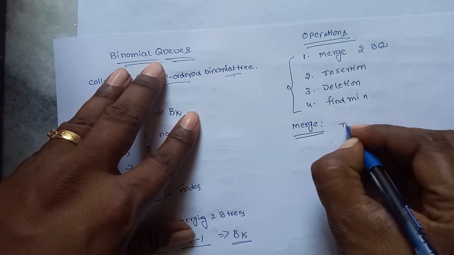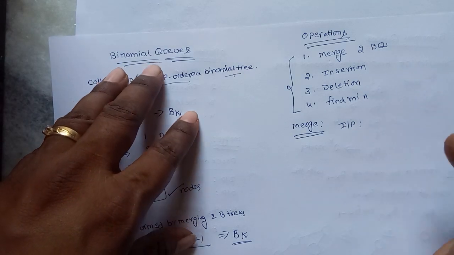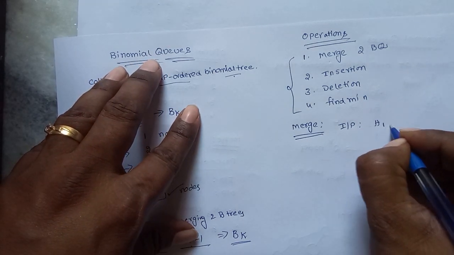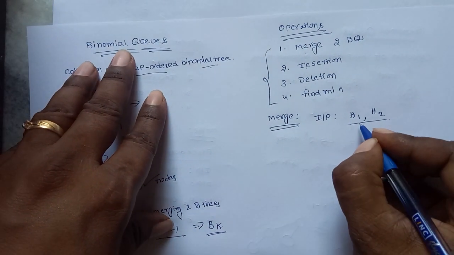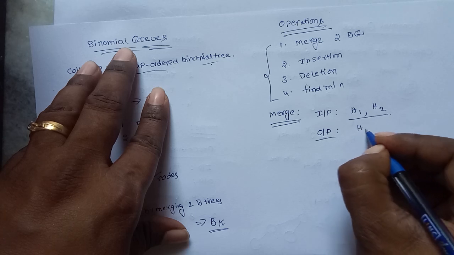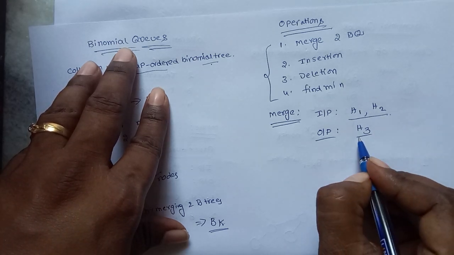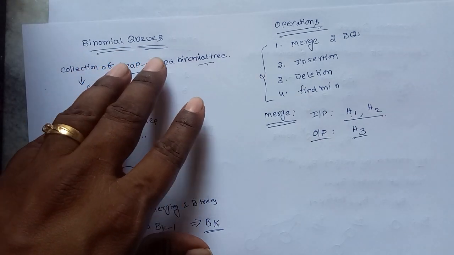So what is the input? To merge we require two binomial queues. Suppose H1 and H2 are the two binomial queues, and the output is a binomial queue H3. H3 is formed by merging both H1 and H2.